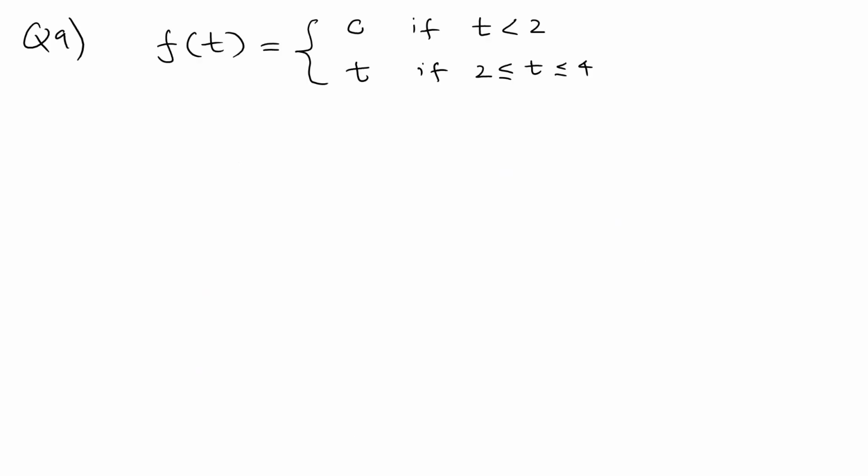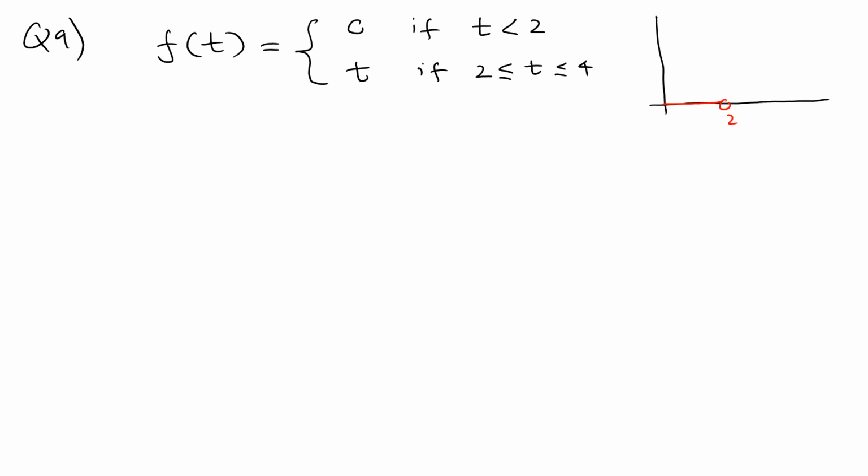So let's look at this piecewise function. What it says is that from 0 until 2 it is 0. Until 2 it is 0, and after 2 what will happen is it's going to jump. So it's going to be the function t.